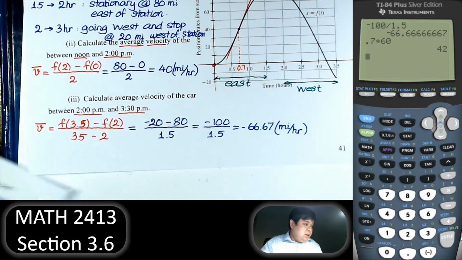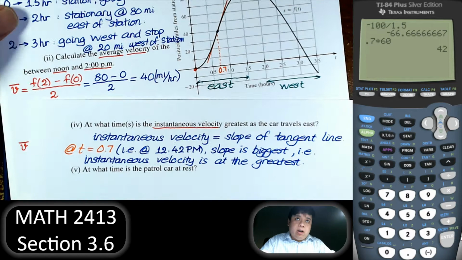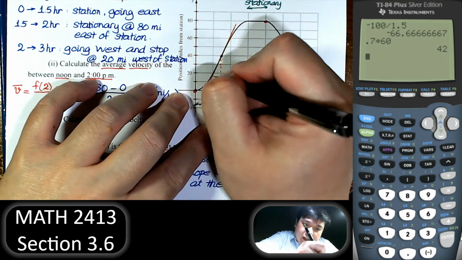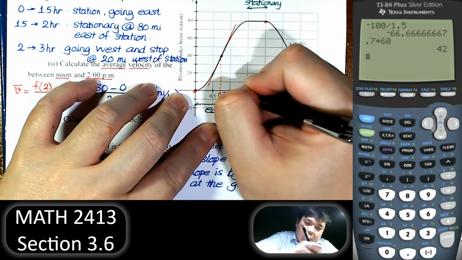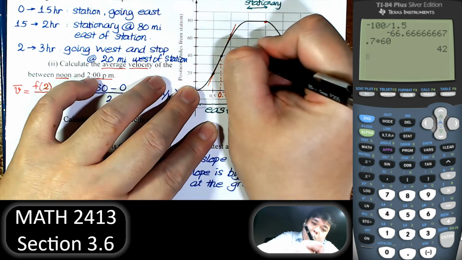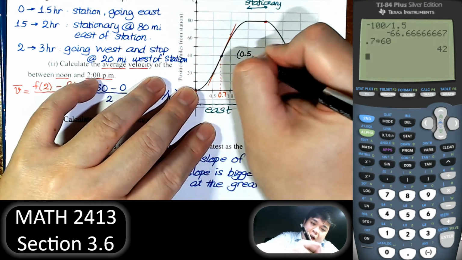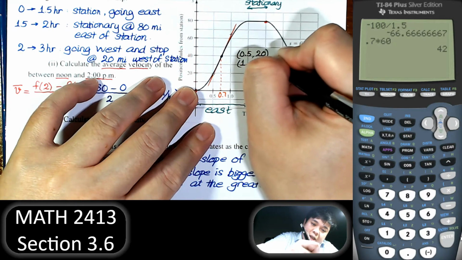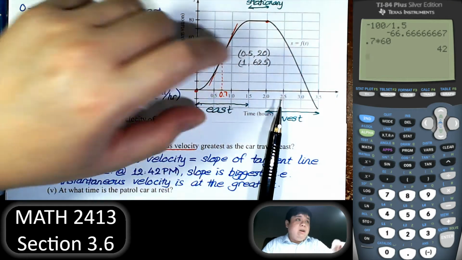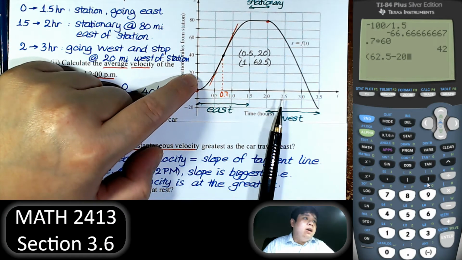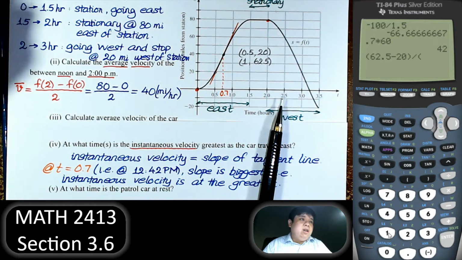Right. If we want to estimate the actual velocity at that point, how would we do that? So we can draw the line here, so we can estimate. Let's say about 0.5 and 20, and 1 is about, let's say, 62 and a half. So when 0.5 we are at 20 miles, and at 1 hour we are roughly at 62.5. So we will take the difference in the y values, the difference in the position function, 62.5 minus 20, divided by the difference in time, 1 minus 0.5.